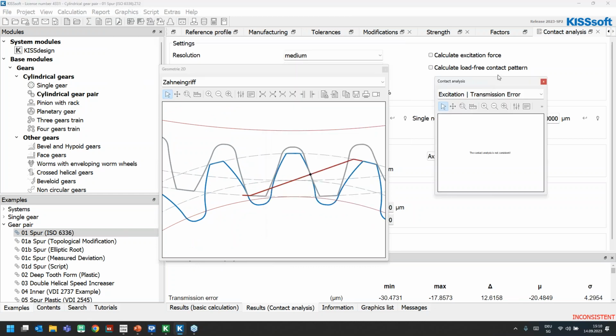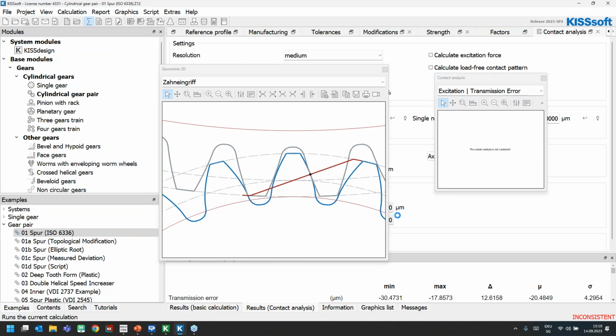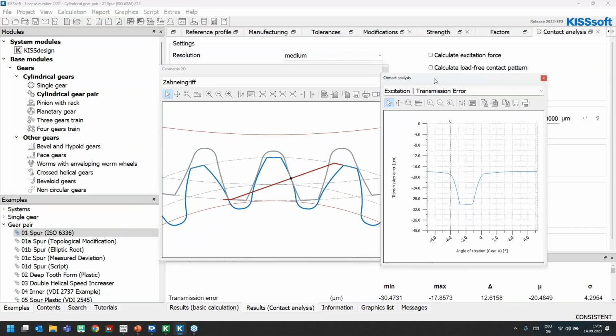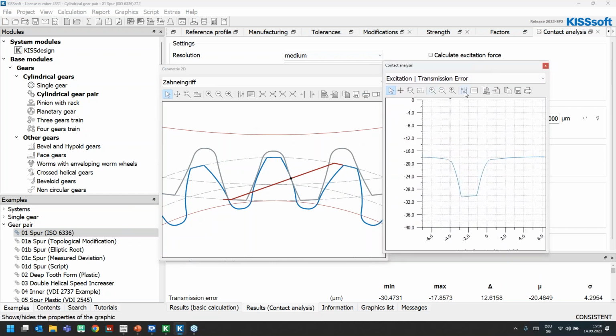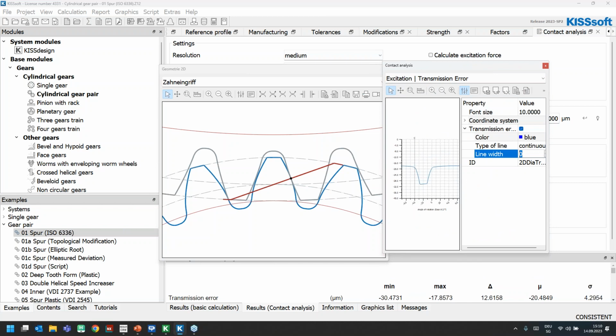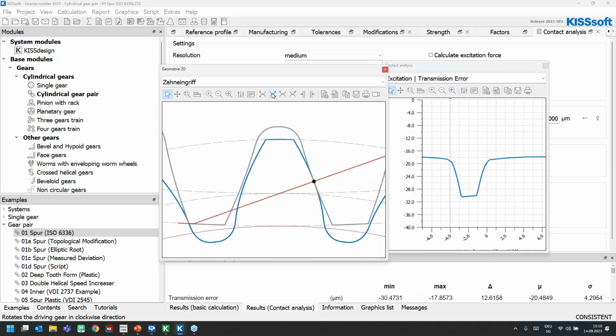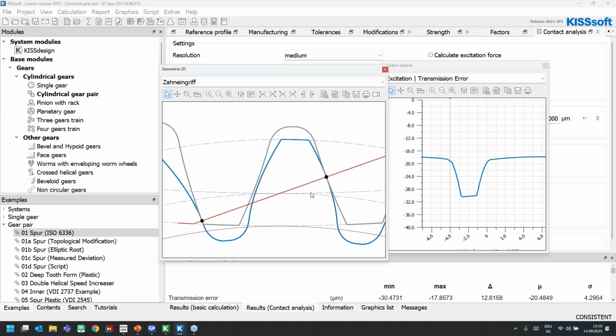which you can see on this graphic. I need to recalculate. Okay, so what we can see is, what is this transmission error? Let me make it a little bit thicker so you can see better. So you can see that at the beginning of the mesh here, at this point, the transmission error is relatively low because you can see we have two teeth engaging at the same time.